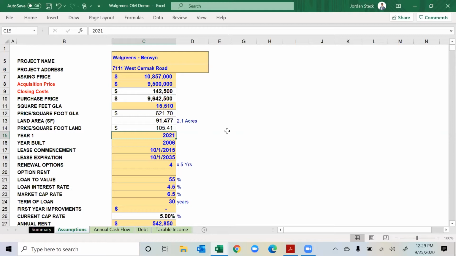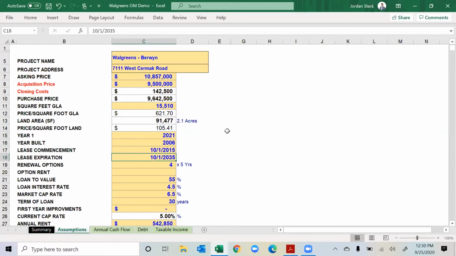So for the purposes of this analysis, we're going to assume that we buy this property, because we're going to go through our due diligence period. We're going to make sure we're checking the boxes off and get the deal closed efficiently. So we'll assume that we're buying this property, theoretically, on January 1st, 2021.